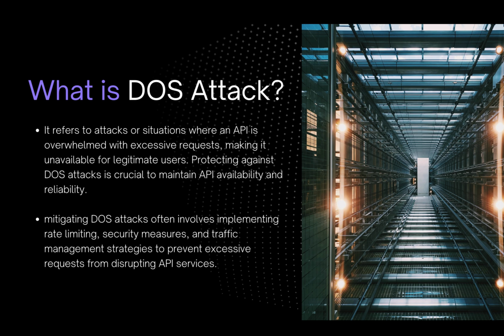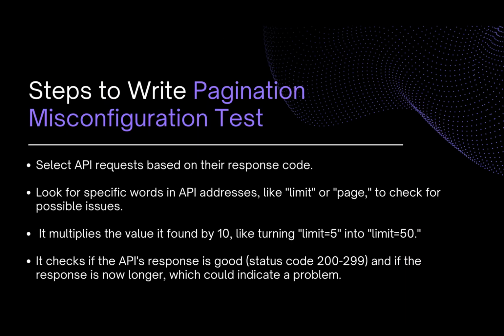So in this video, we are going to write a test to find out if the API is vulnerable to this misconfiguration. So these are the steps that you need to know. First, we will select API requests based on their response code, and then we will look for specific words in API addresses like limit or page to check for possible issues.